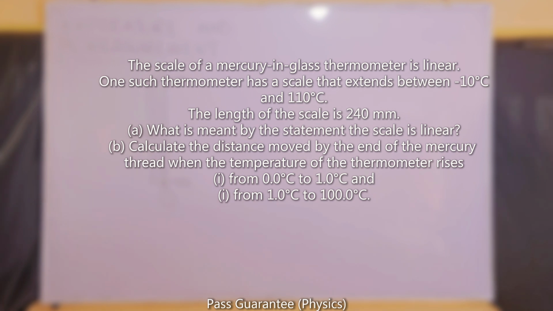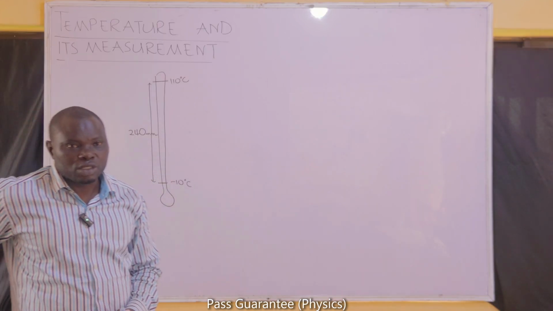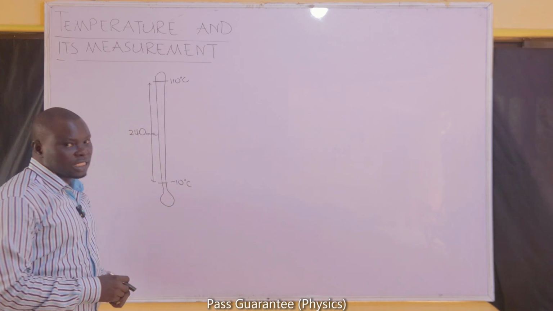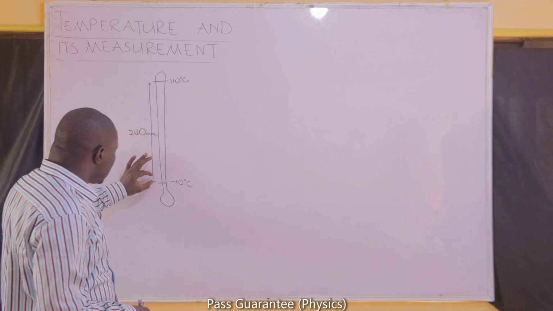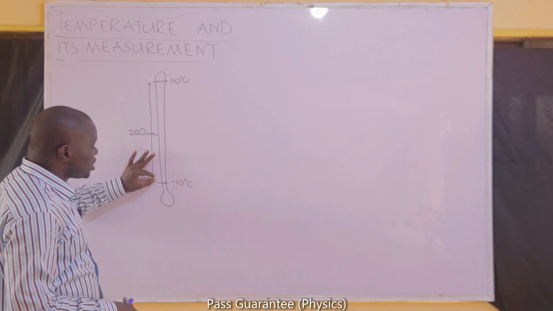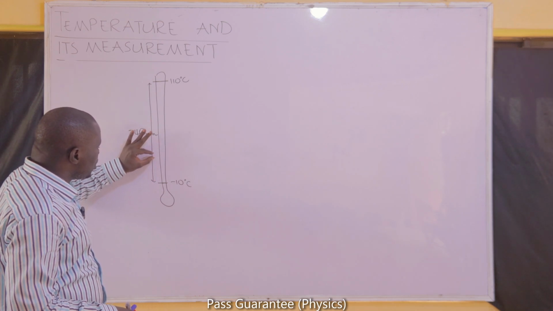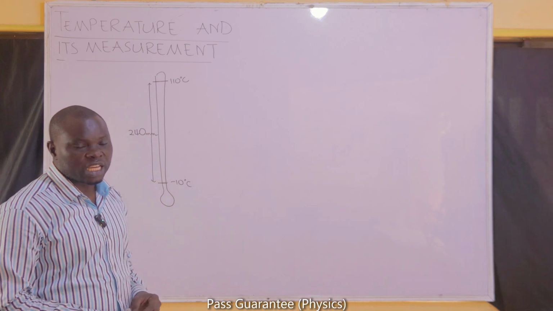What is meant by the statement the scale is linear? If the scale is linear, it means every 1 degree change in temperature gives a corresponding equal change in the length. That is what it means that the scale is linear.